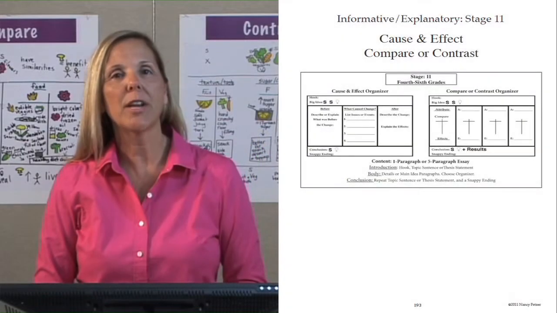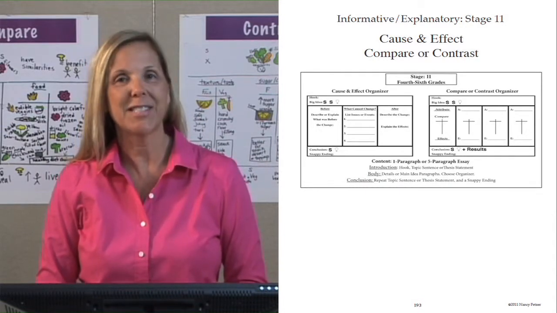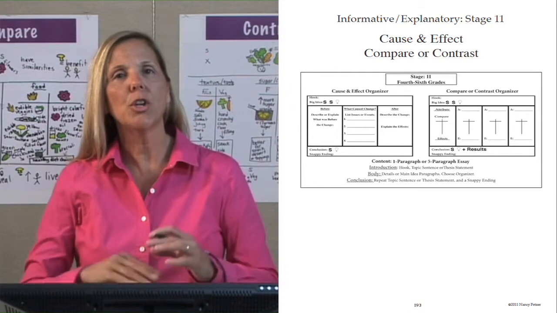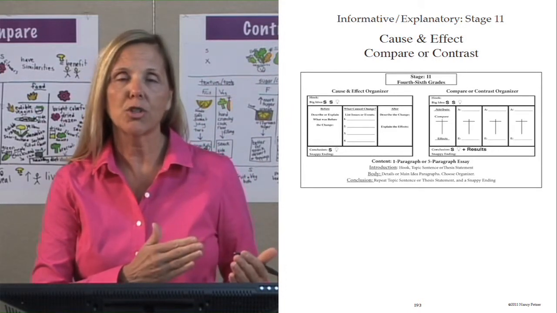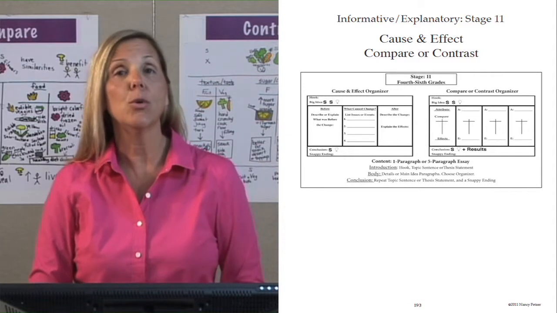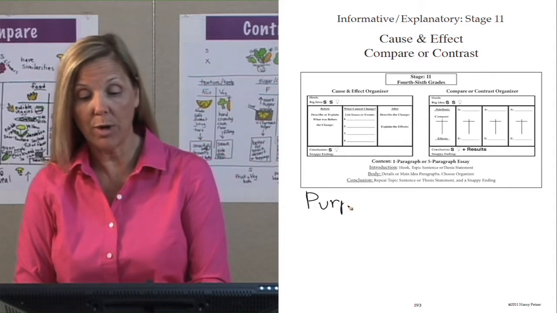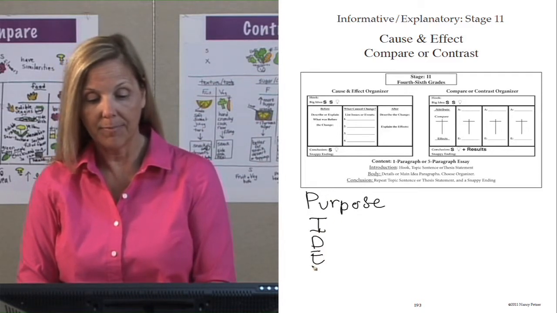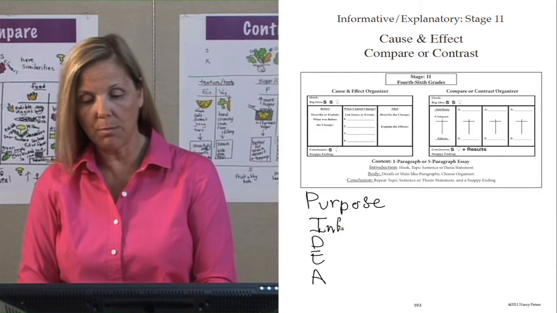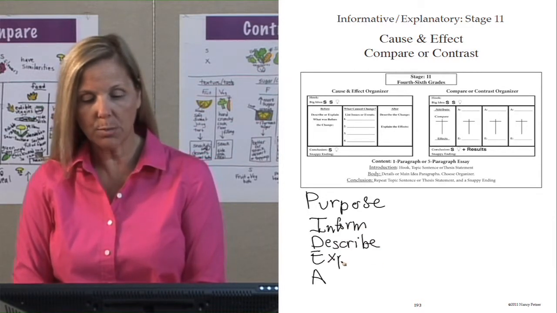Please turn to page 193 for informative explanatory writing at Stage 11. In order to understand Stage 11 and where it belongs in your instructional program, let's go back to the purpose of informative explanatory writing, and that is the IDEA idea. The I is for inform, the D is to describe, the E is to explain.